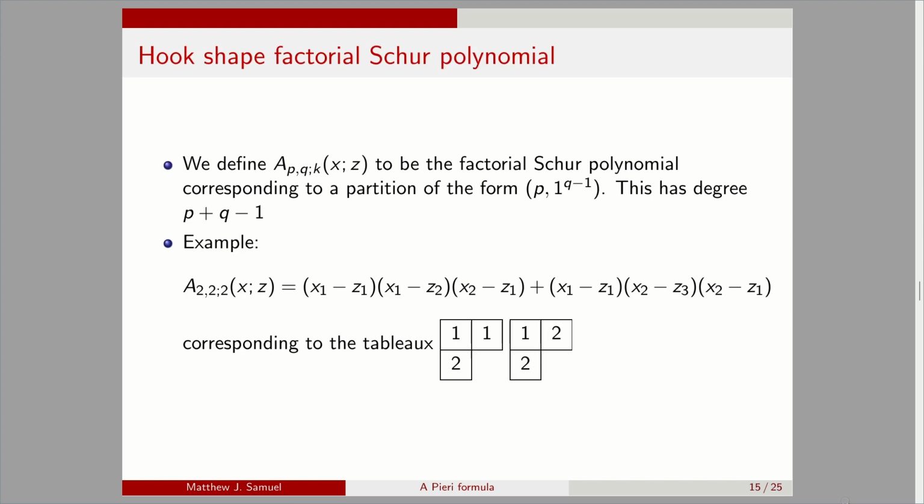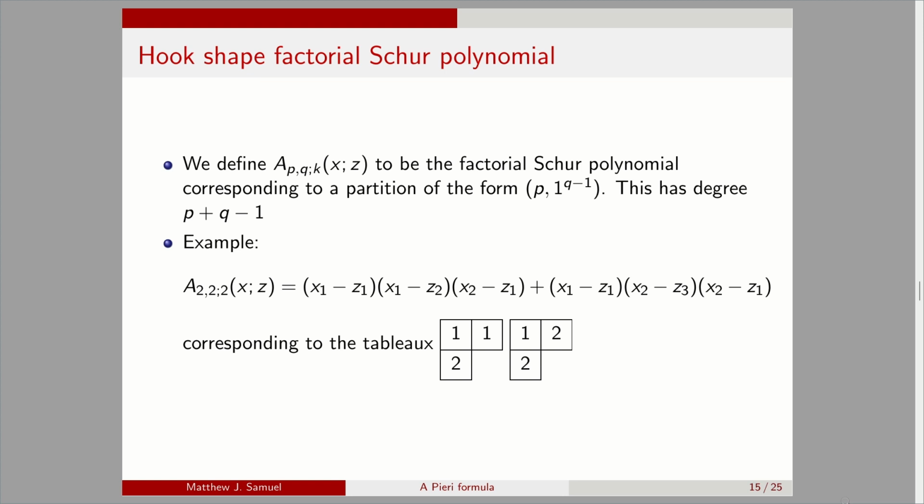Now let's get to the hook shape factorial Schur polynomial. We define a_{p,q,k} of x and z to be the factorial Schur polynomial corresponding to a partition of the form (p, 1^{q-1}). So this is a hook. It has an arm length, well, you would usually say the arm length is p minus 1, but there are p boxes in the first row, and the leg length is q minus 1, and this has degree p plus q minus 1.